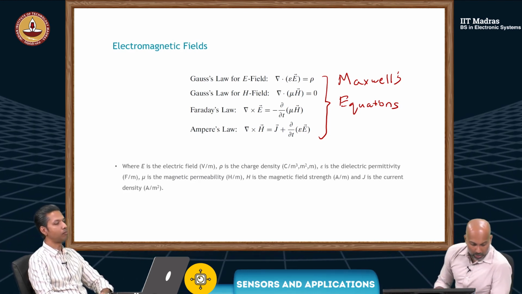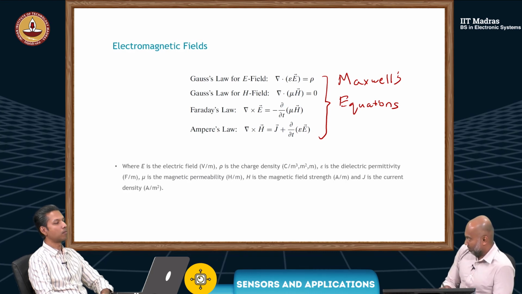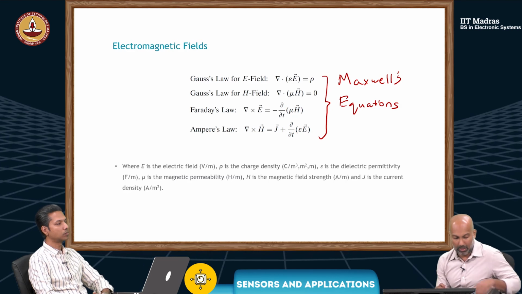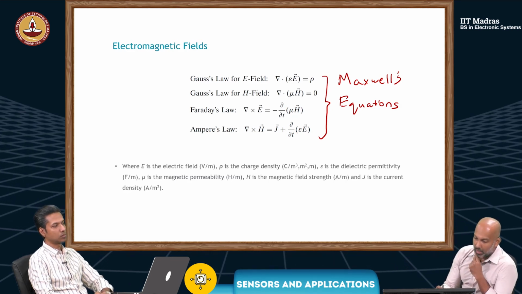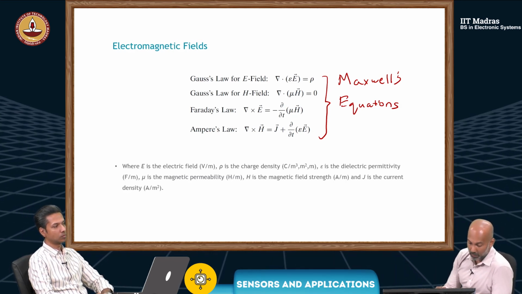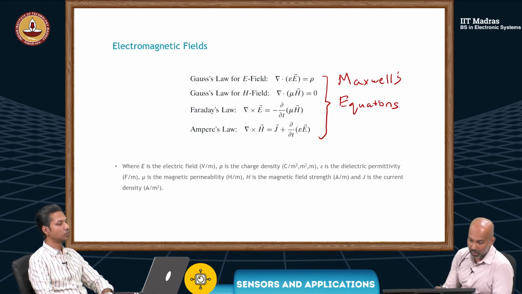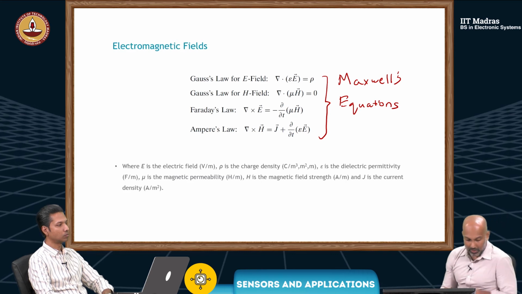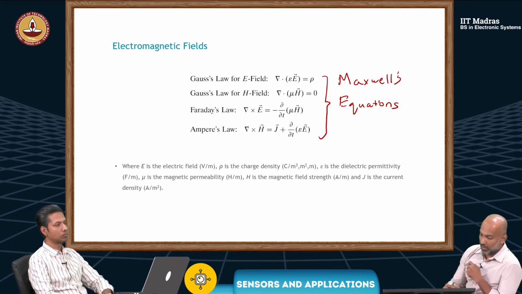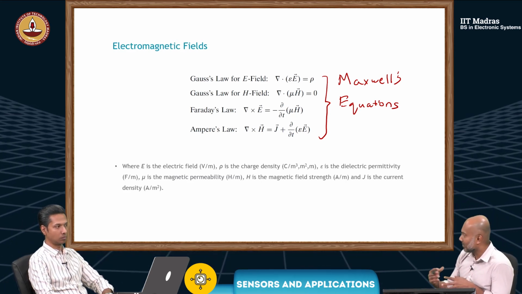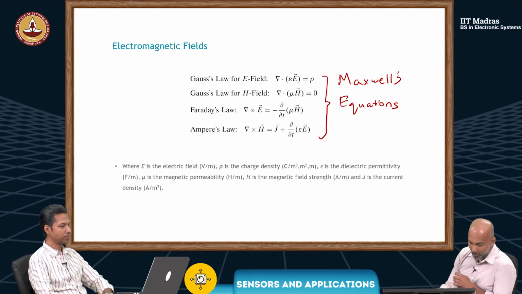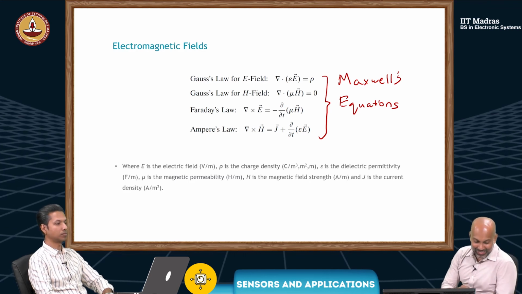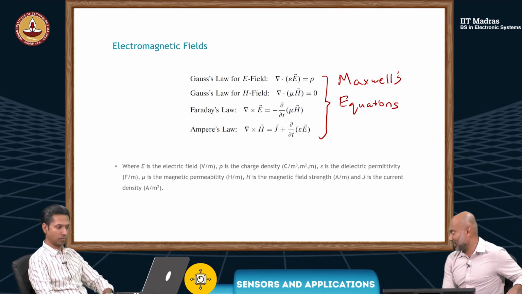Now there are 4 main laws here. We have Gauss's law for static electric fields. We have Gauss's law for static magnetic fields. We have Faraday's law, which basically says that a change of the magnetic field will produce an electric field. And then we have Ampere's law, which is the other way around: a change in the electric field will produce a changing magnetic field.